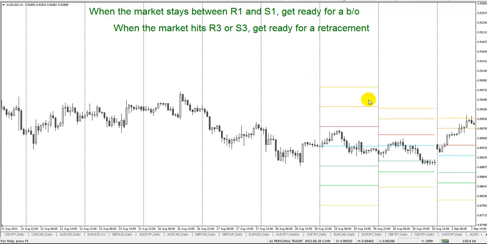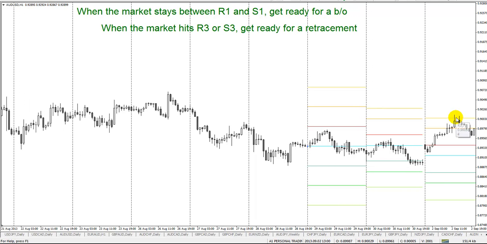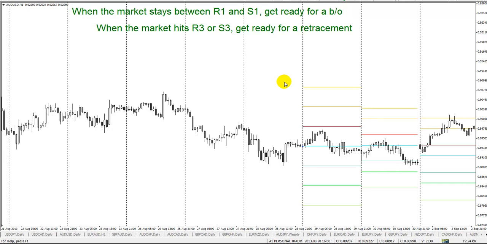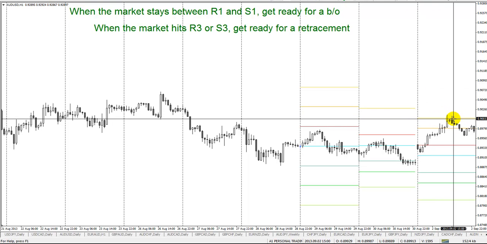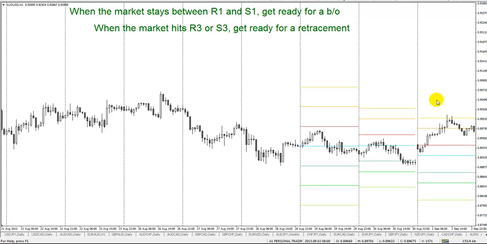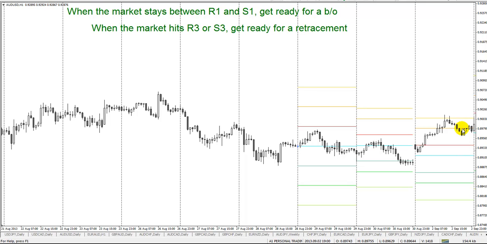Now, sometimes the market will just keep going and going and going because it's in a wild trend, and that's going to happen. But overall, normally when it gets to the edges here, it'll come back. And look, that's exactly what happened here. The market went up to R3, and guess what? It came back 40 pips. It went up and then came back 40 pips. It looks like that was during the New York session that it came back.